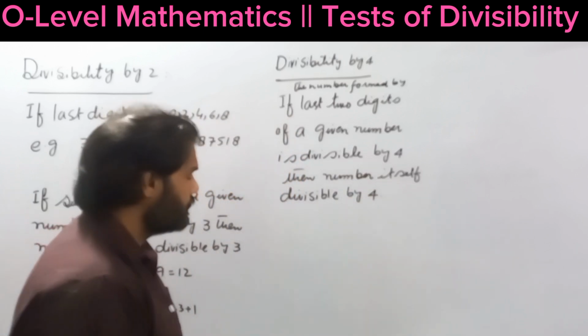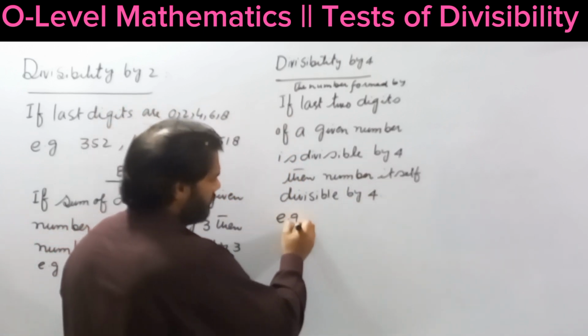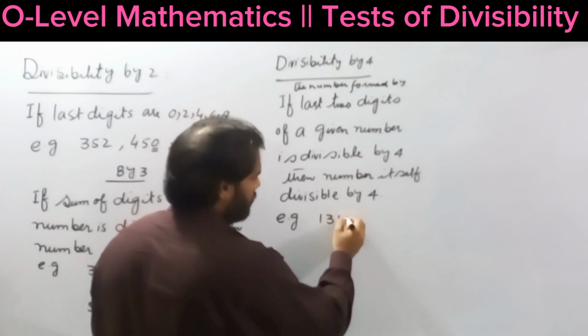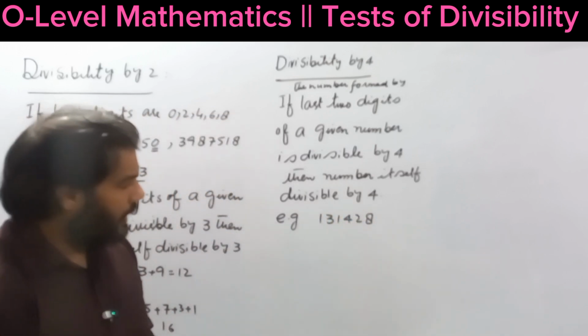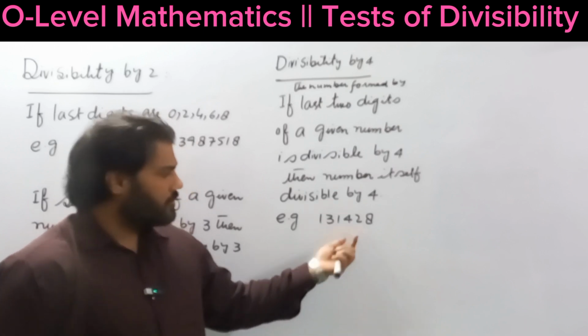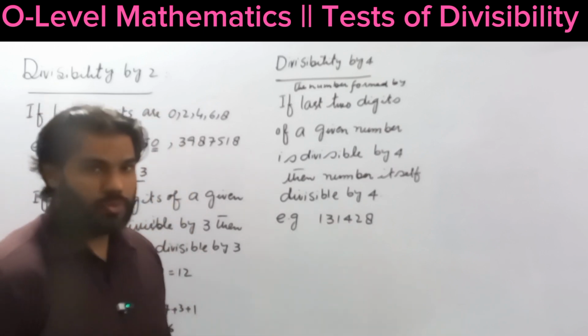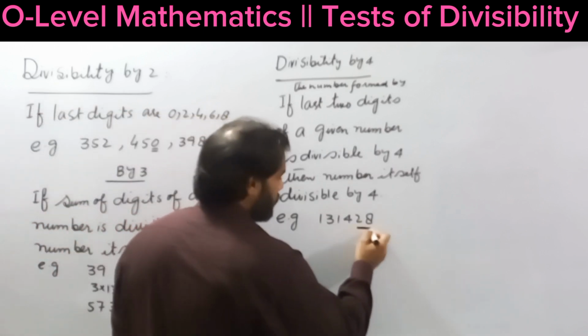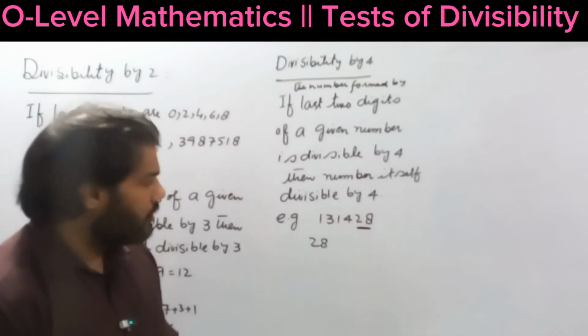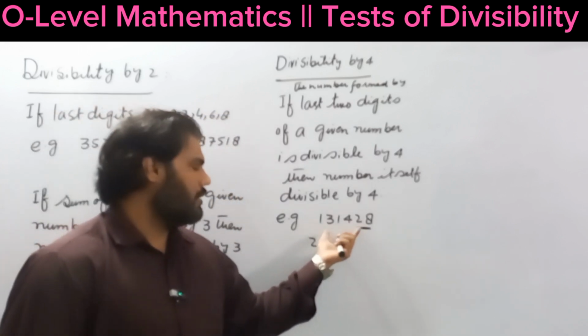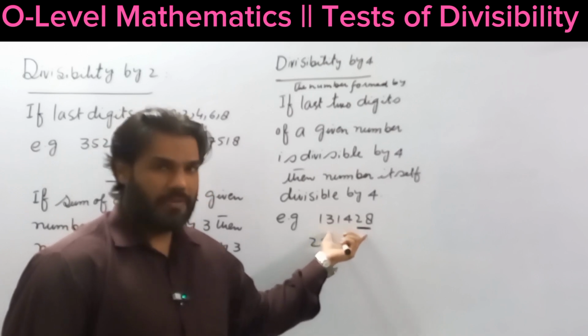For example, we have a number 131428. As the last two digits of the number are 28, they form 28. As you know, 28 is divisible by 4 exactly, so this number is completely divisible by 4 itself.